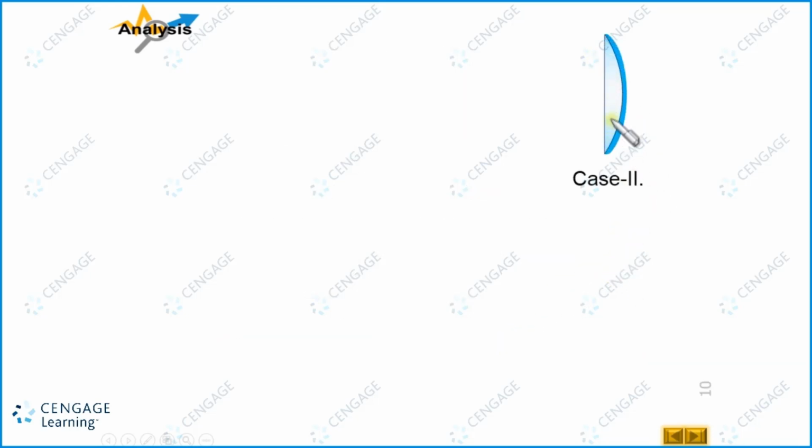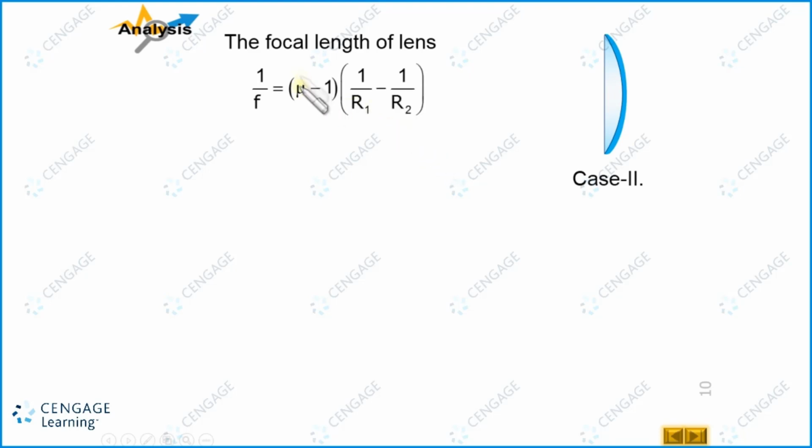This is the second case. Here we have polished the right surface, that is the curved surface. Let us calculate the focal length of this lens again using the lens maker formula. Here mu equal to 3 by 2. R1 is infinite because it is a flat surface. R2 equal to 20 and the center of curvature will be on the left hand side. That means it should be substituted with the negative sign. This will be minus 20.